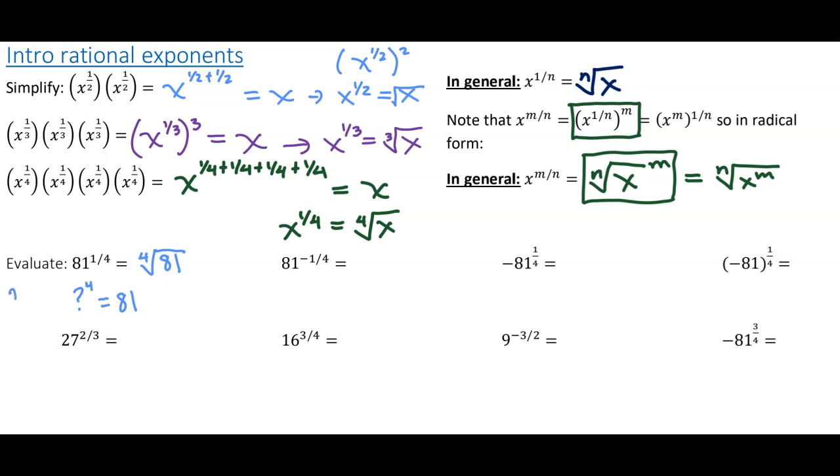You could try, what is 2 to the 4th? So 2 times 2 is 4, times 2 is 8, times 2 is 16. That's not big enough. We can try 3 to the 4th. 3 times 3 is 9. 9 times 3 is 27. 27 times 3 is, in fact, 81.